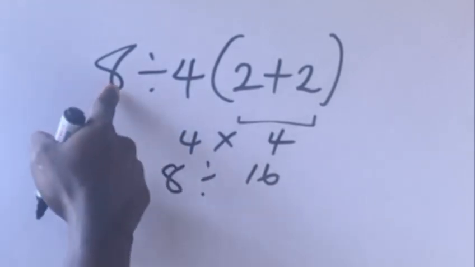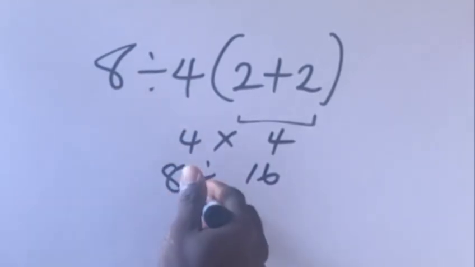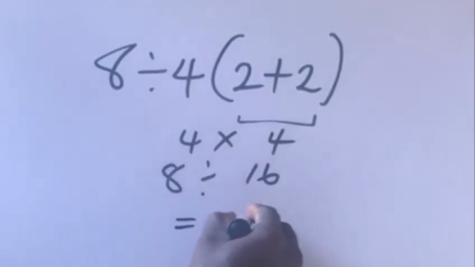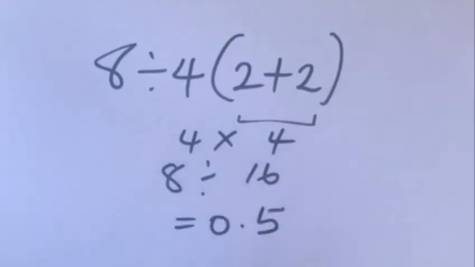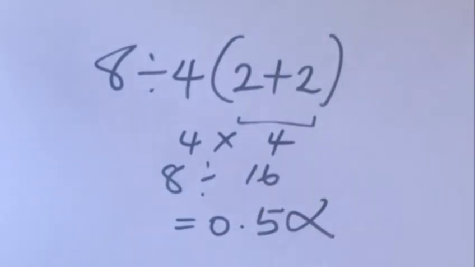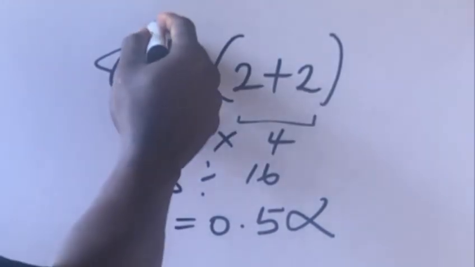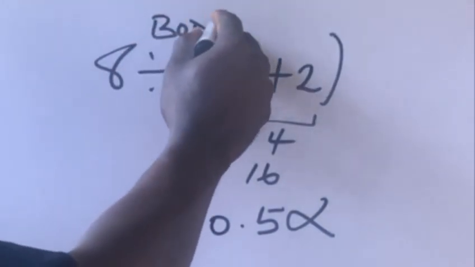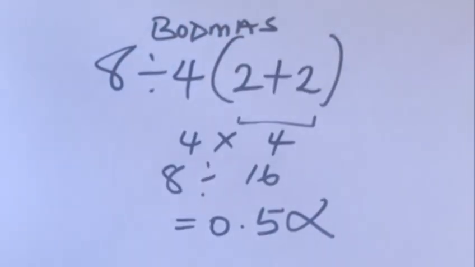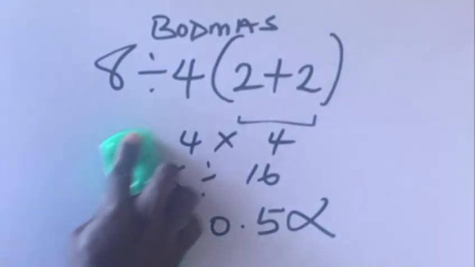8 divided by 16. This 8 divided by 16 is equals to 0.5. But this answer is not correct. According to order of operation, we have to first of all solve for the brackets, then division, followed by multiplication, followed by addition, and subtraction from left to right.